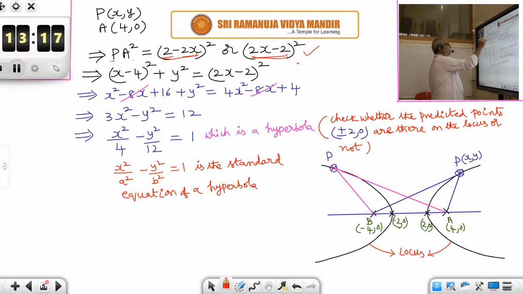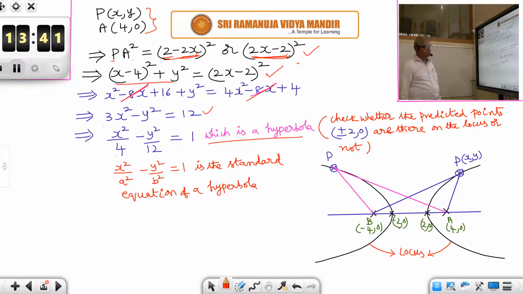But PA square, P is x comma y and A is 4 comma 0. You can easily write PA square. Right hand side, this or this, both are same only. We can write any one of them. So, simplify. You will get minus 8x cancel out. So, 3x square minus y square is equal to, dividing by 12, you get the equation, which is called a hyperbola.